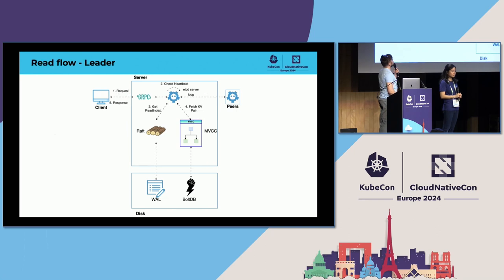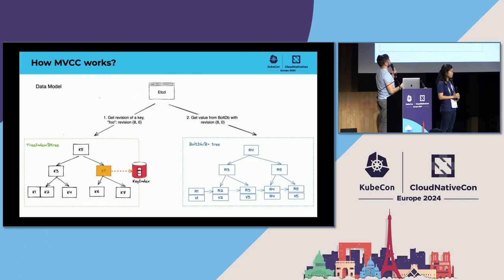Let's also look at the typical read flow. This one is simpler. We don't need to write anything to the WAL, of course, but we still need to make sure that we are reading the correct index. So that's why there's that get read index. But most of the work is done on the MVCC layer, and that's where we get our key values. Next, we're going to dive into the MVCC portion a little bit more and try to explain it here.